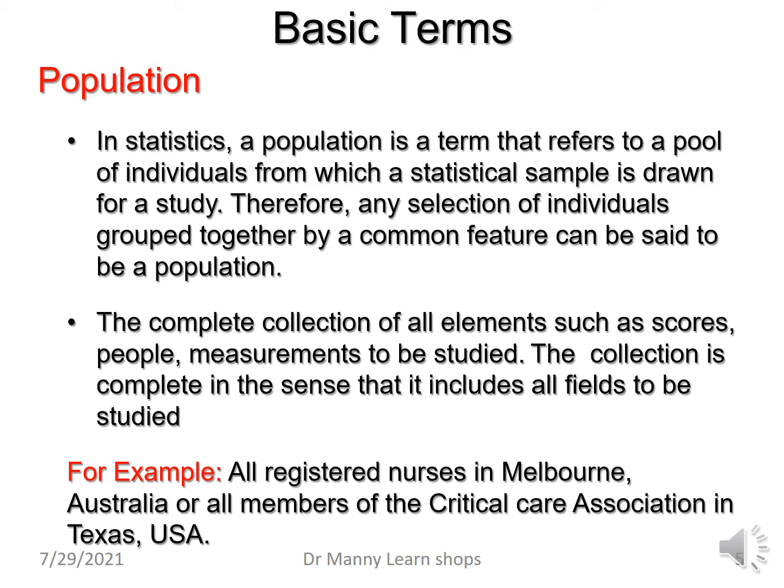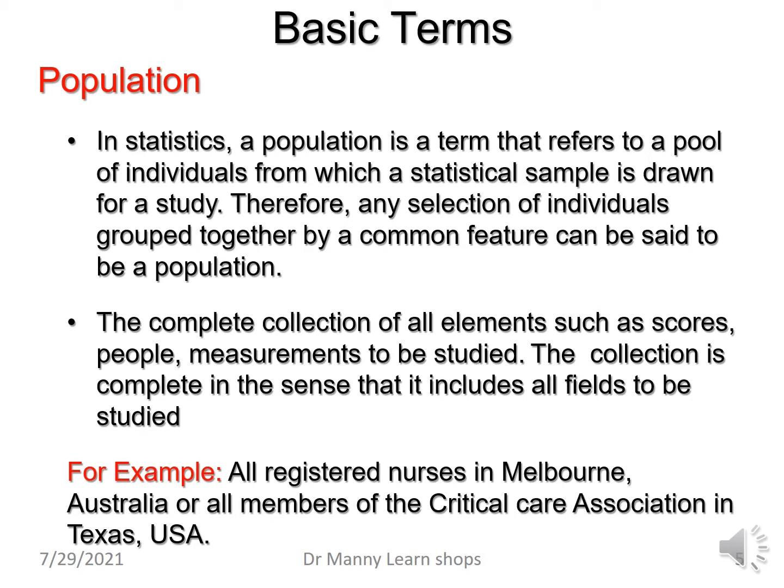Okay, another term that you need to be familiar with is population. And in statistics, a population is a term that refers to a pool of individuals from which a statistical sample is drawn for a study. Therefore, any selection of individuals grouped together by a common feature can be said to be a population. For example, the nursing profession, the medical profession.